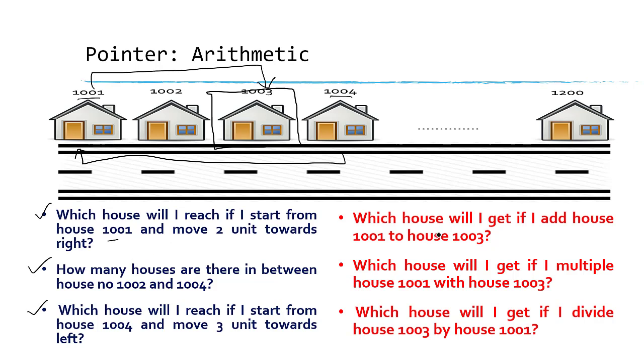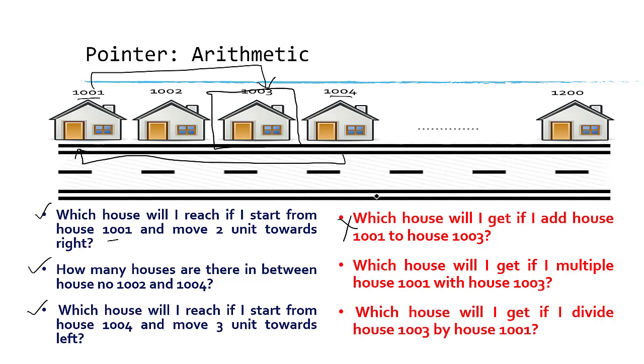Now, if I ask you which house will I get if I add the houses 1001 and 1003, this will give me no answer, because by adding these two houses, I will reach nowhere on the road. So this question is not a valid one. So let us ask another question. Which house will I get if I multiply 1001 and 1003?